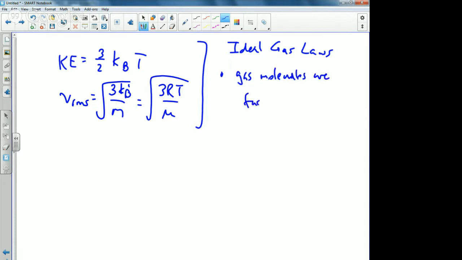The gas molecules are far apart. They only do elastic collisions. And they move in a straight line. There are no outside forces. Negligible volume, which is really the same as gas molecules being far apart from each other. The gas molecules are so tiny that every gas molecule is really far apart from each other.